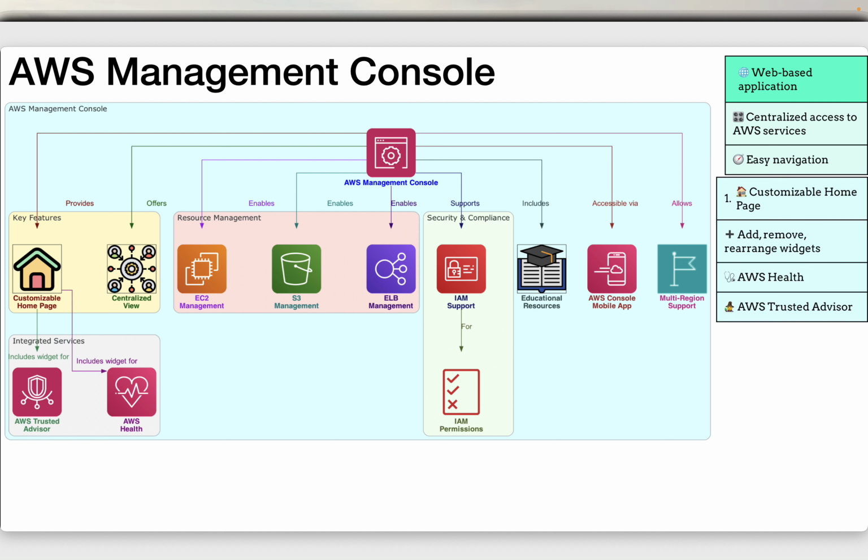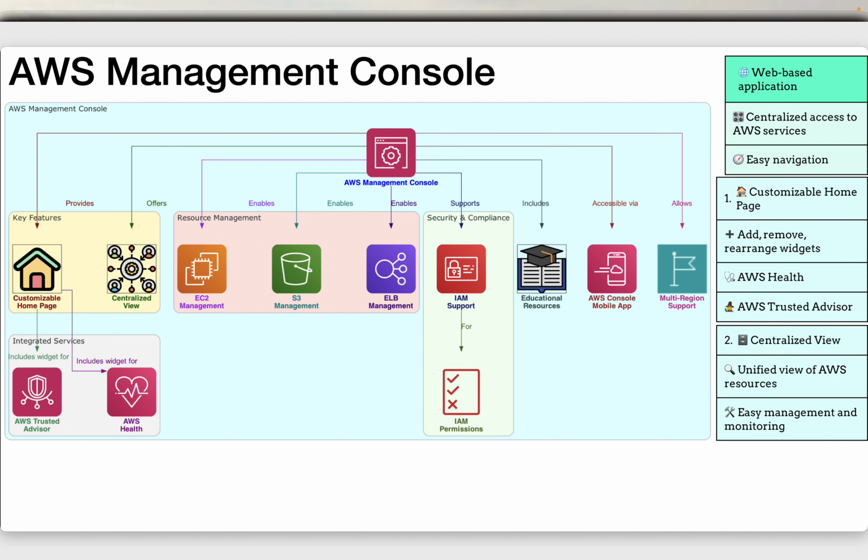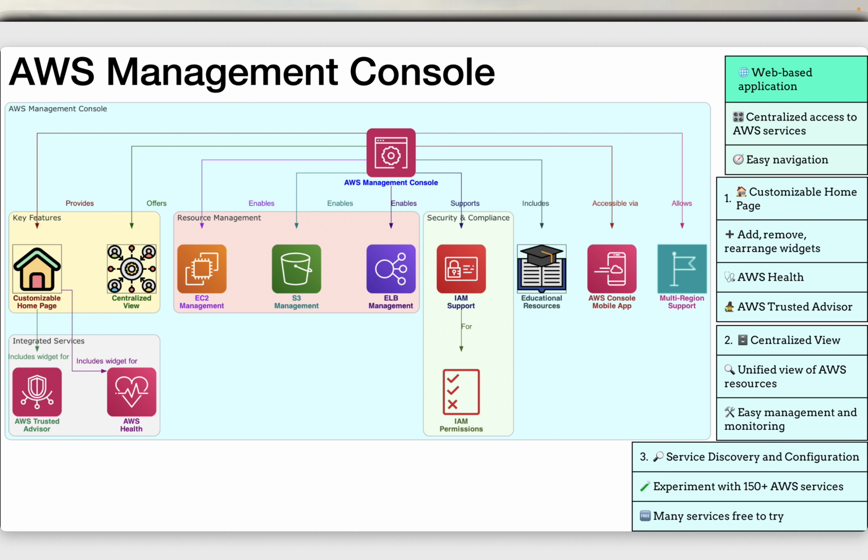First, customizable homepage. Users can add, remove, and rearrange widgets such as recently visited, AWS Health, AWS Trusted Advisor to tailor their homepage to their needs. Centralized view. The console provides a unified view of all AWS resources, making it easy to manage and monitor them. Service discovery and configuration. Users can discover and experiment with over 150 AWS services, many of which can be tried for free.